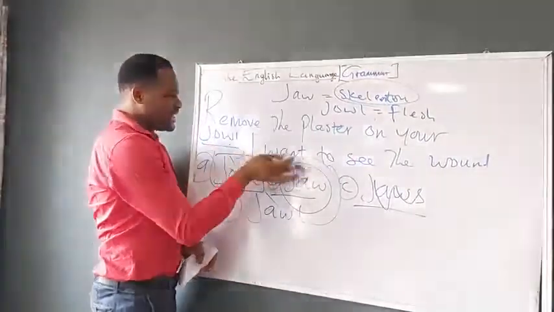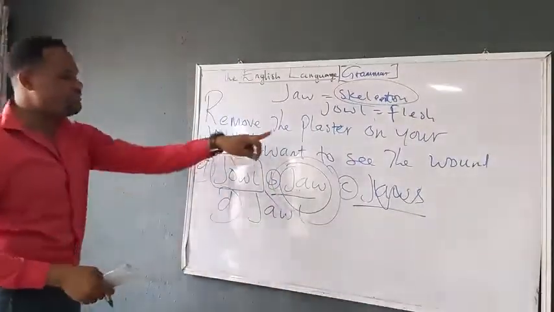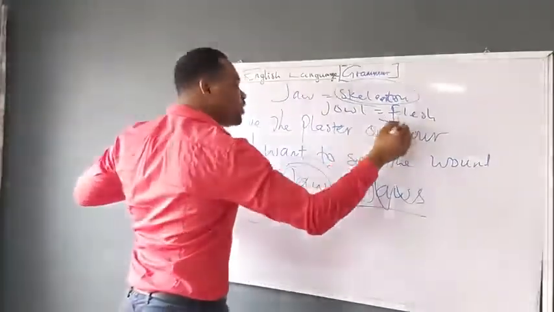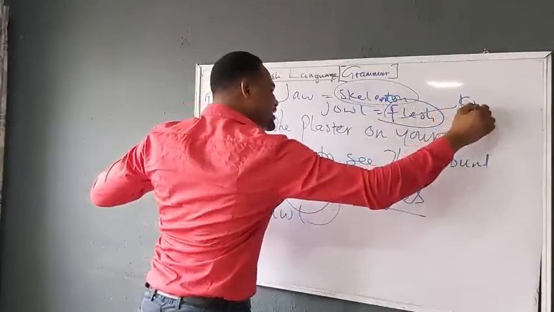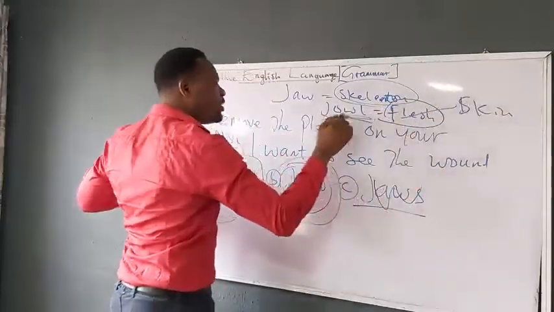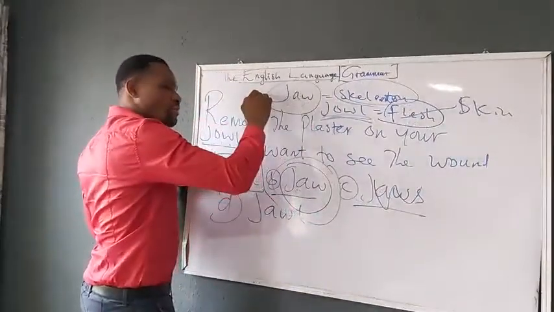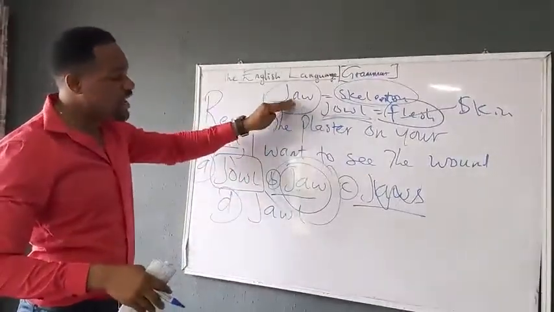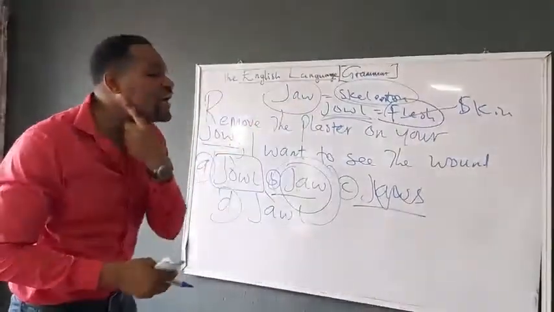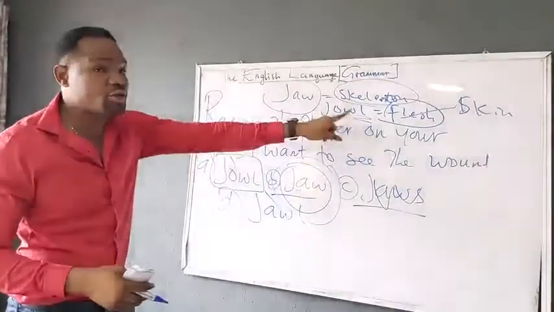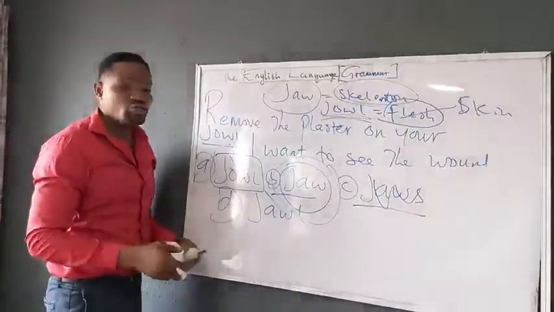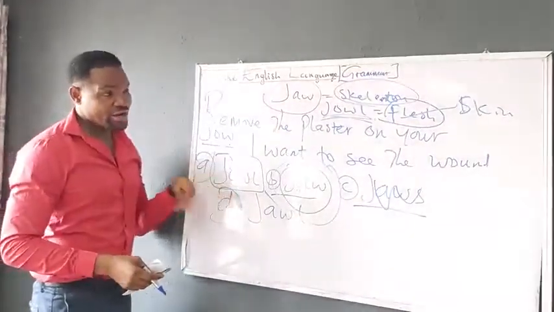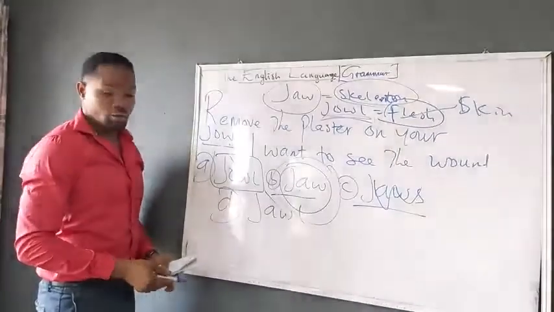So let's go back to the analysis of the question. Remove the plaster on your jaws. So remove the plaster on your flesh or on your skin. The skin that covers the skeleton is the jaws. The bone inside is the jaw. While labeling the human skeleton, one will label jaw, J-A-W. But talking about the flesh, at least the down of the face, is the jaws. So that's the major reason one should understand what a spelling is and what the meaning is, whenever one is writing or trying to pass a message.